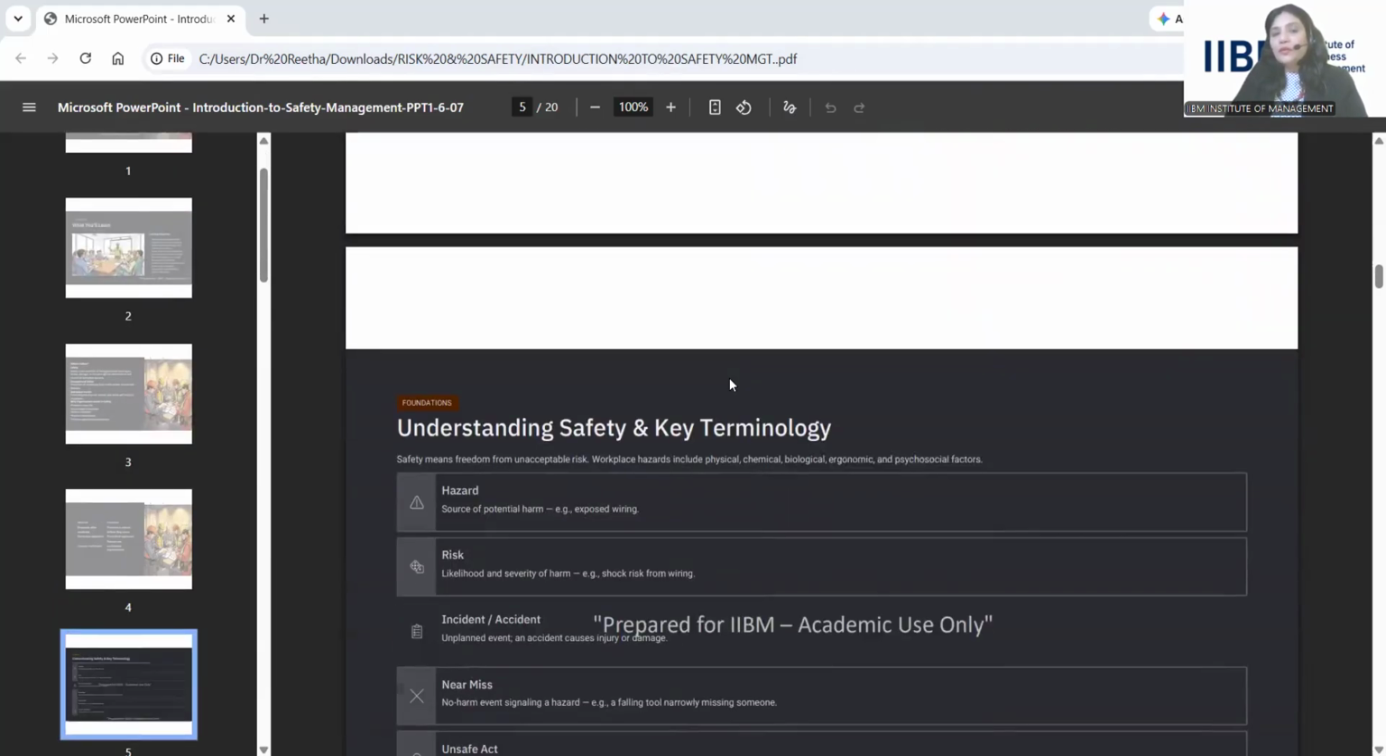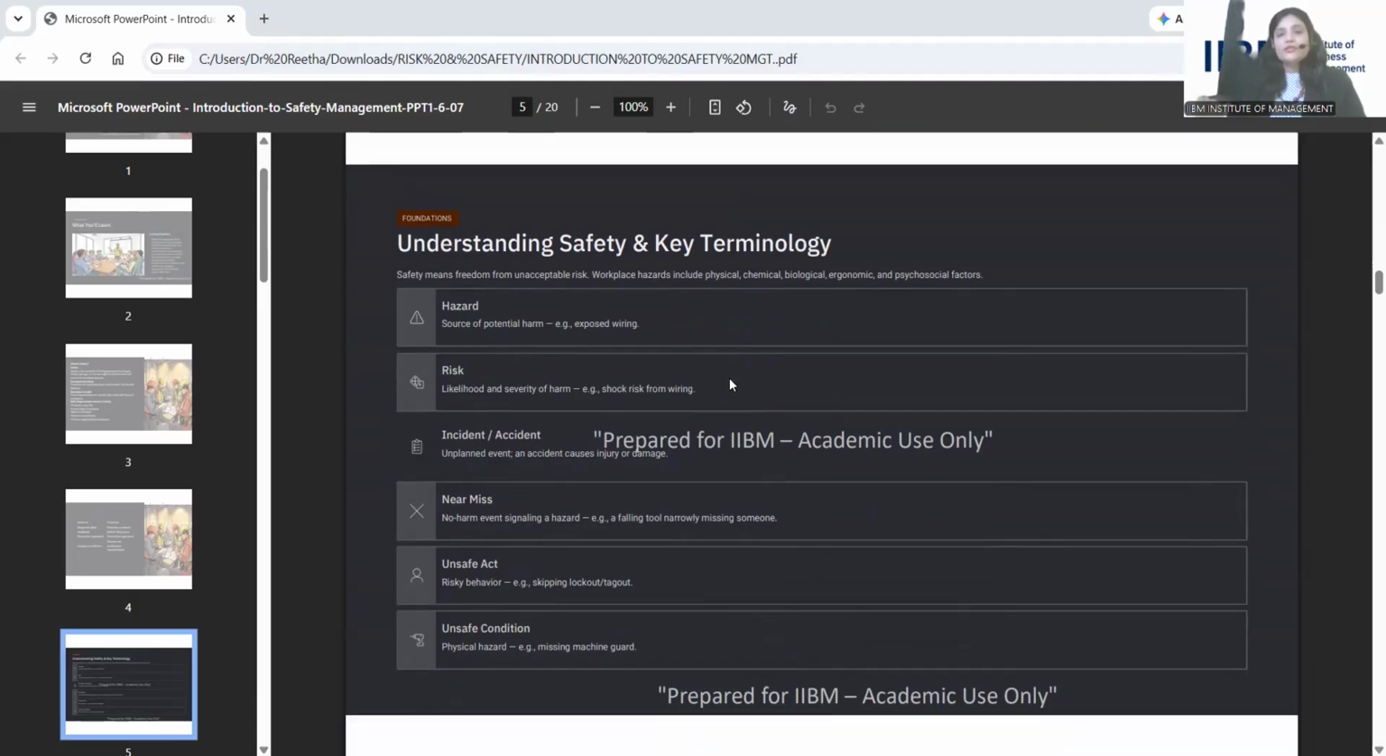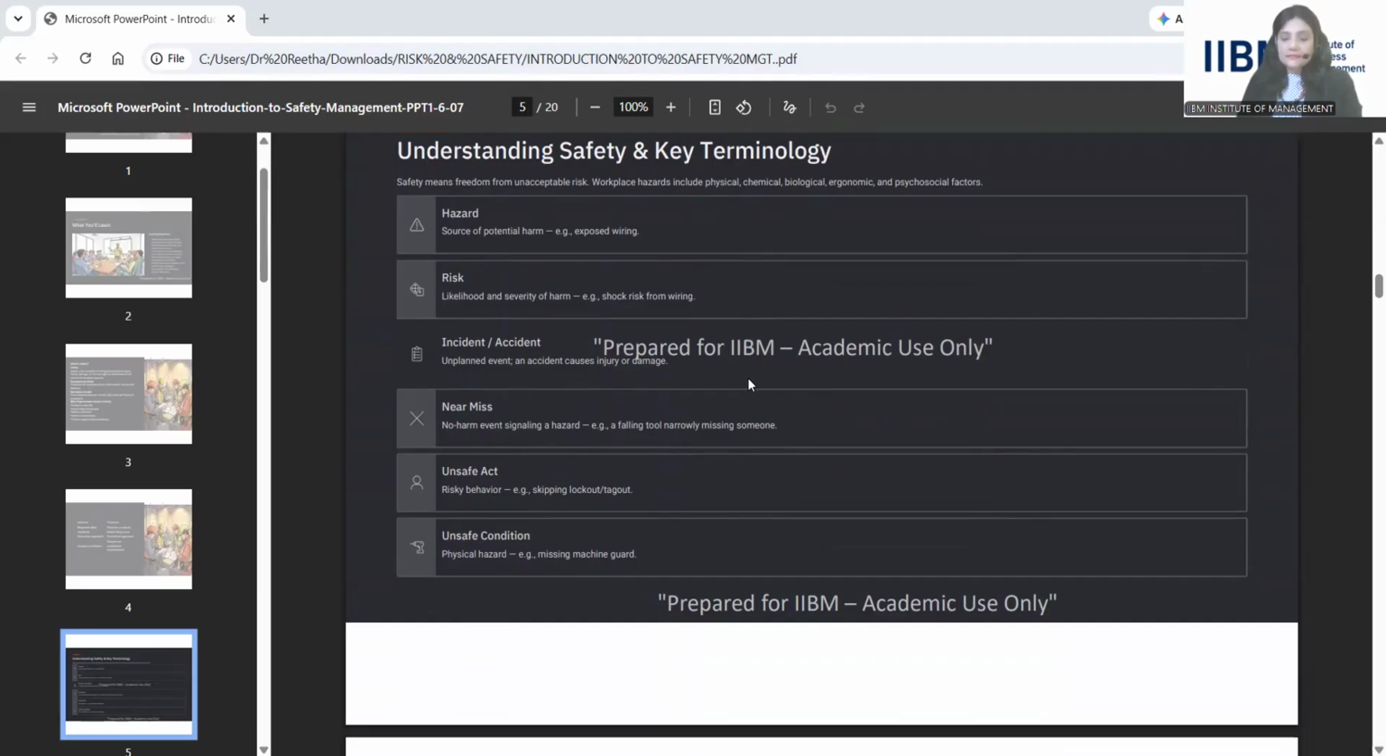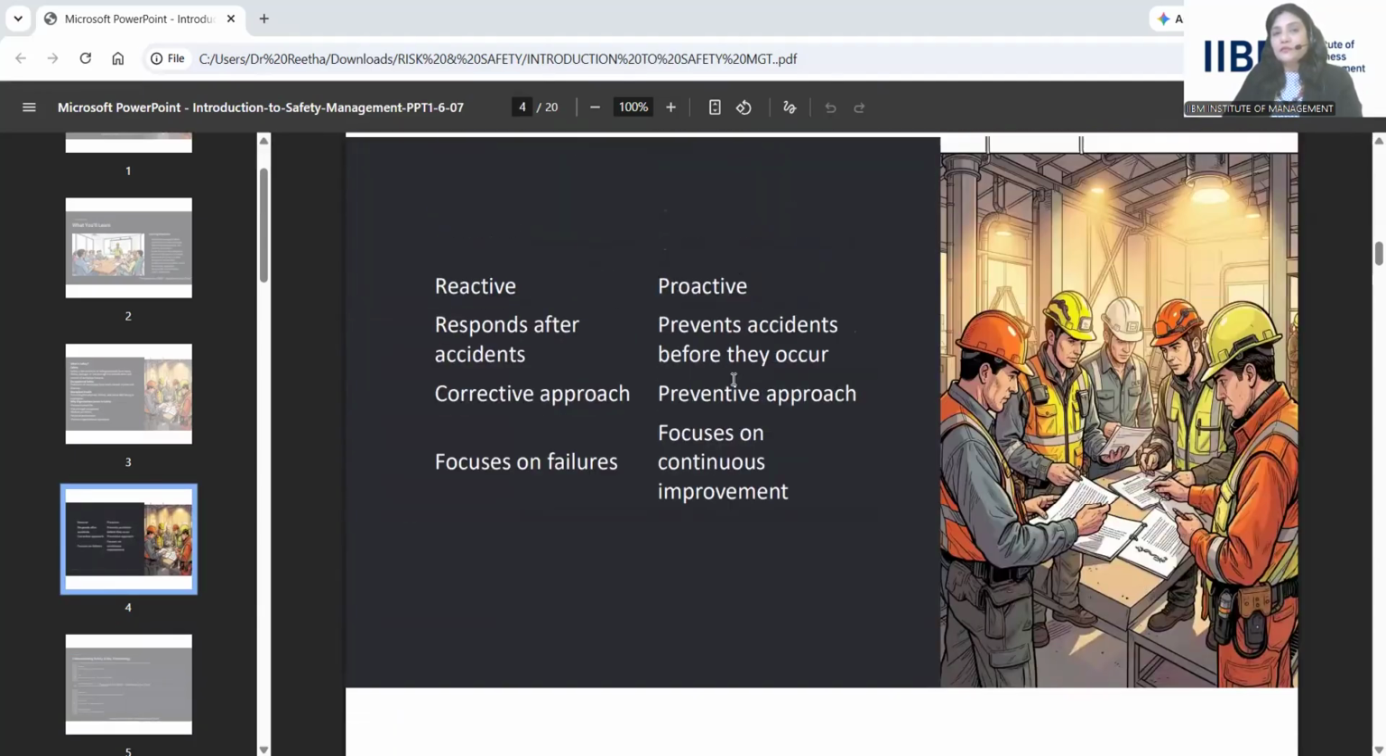So when we are looking at all these factors, we need to understand what the key terminologies are when we are looking at safety, and various factors which we have just now discussed. So various approaches that we have just now discussed. As I told you, we have got reactive and proactive approaches. For example, in safety management, reactive and proactive approaches represent two different ways. As we have just now seen, what is reactive and what is a proactive approach.